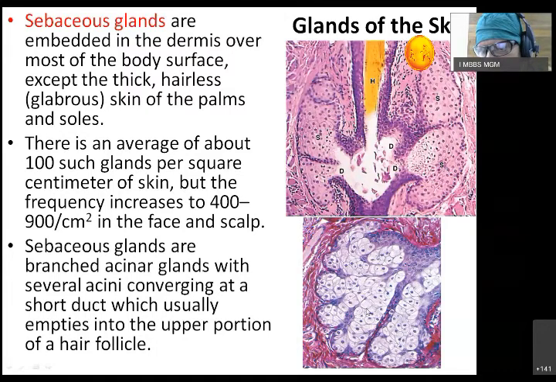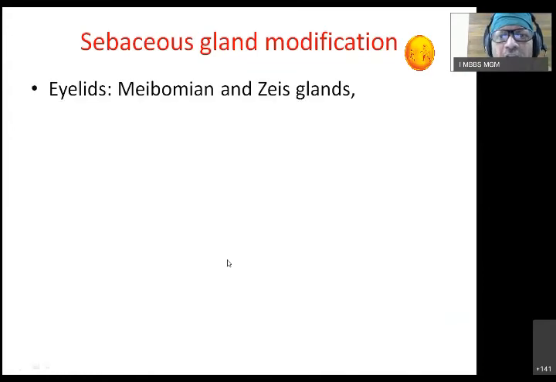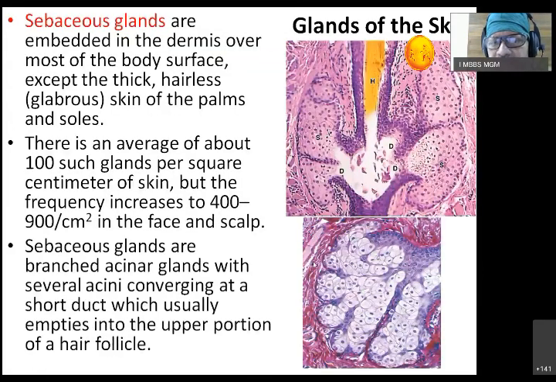The second important thing is that the secretions of the sebaceous gland are of the holocrine variety. This is the best example of holocrine secretion. Why holocrine? Because once the secretion is accumulated, the cell is lost completely and the secretion is poured out. That's why it is called a holocrine variety of gland.